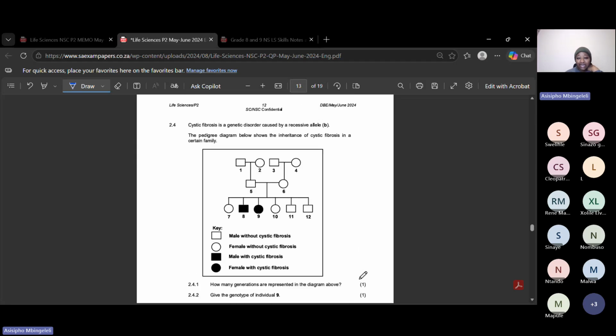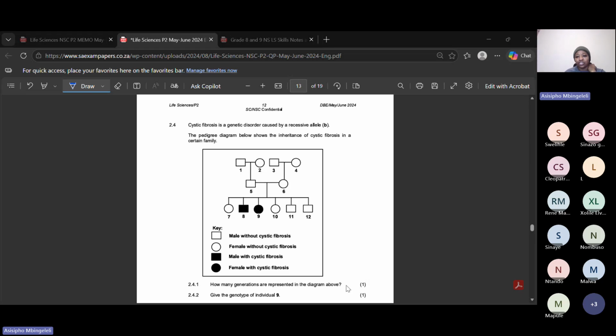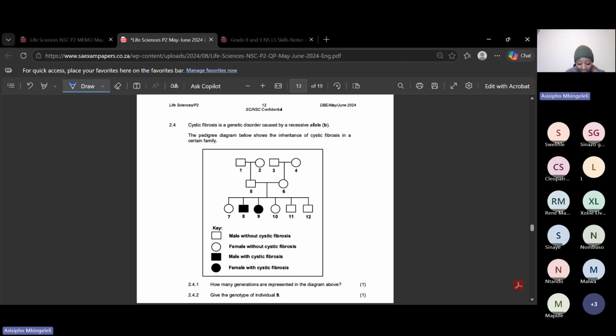So, cystic fibrosis. Remember how I encouraged you guys to carry a highlighter? This is when you read the words and then try to get a bit of understanding of what is happening here. Cystic fibrosis is a genetic disorder caused by a recessive allele. This is very important.